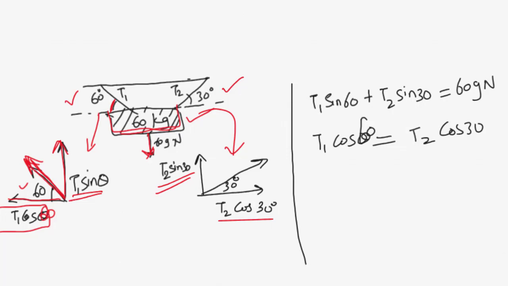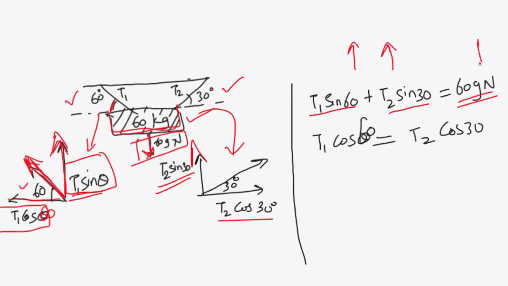Now we have the x components and y components of those forces. So what we can write is that this particular downward force, in the negative y direction, has to be equal to the sum of these two forces that are in the upward direction. This one is T1 sin theta, that is T1 sin 60, and this one is T2 sin 30. These forces are in the upward direction and this force is in the downward direction. So they must be equal because the net force on the system is zero. That's why we have this first equation.